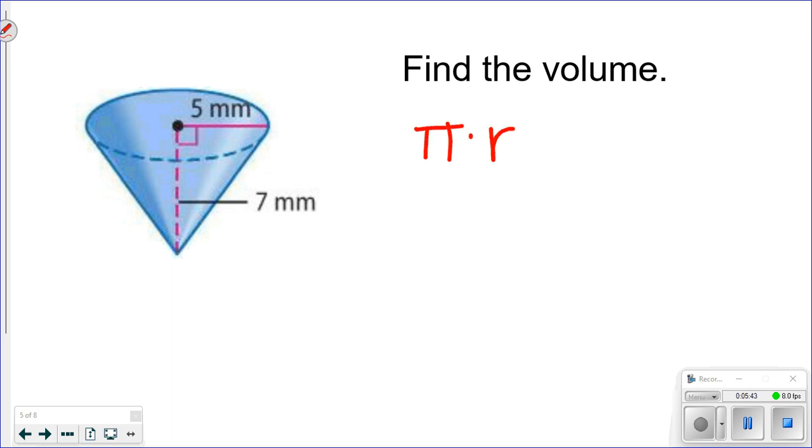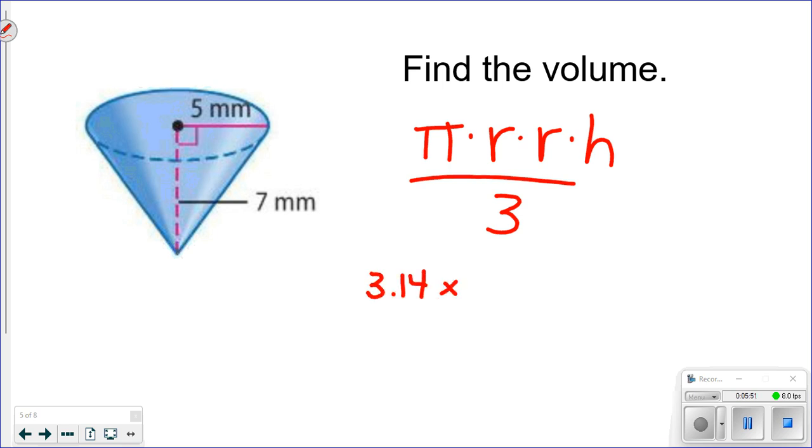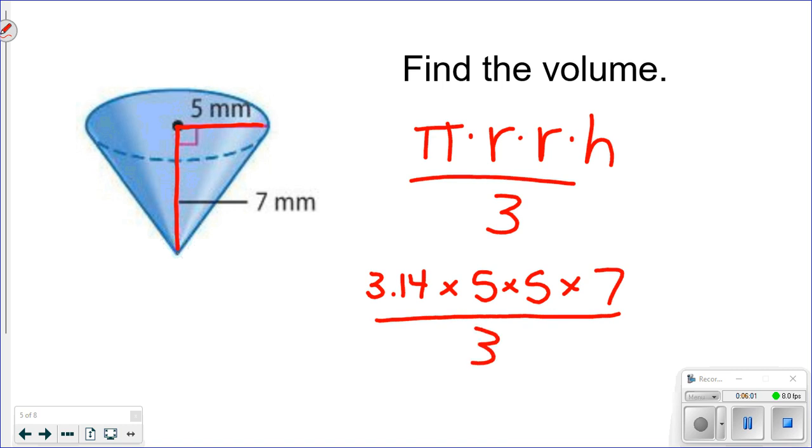So the first thing I'm going to do is write that out. Pi times radius times height, all divided by 3, so I know exactly what needs to go where. So pi is 3.14 times my radius. If I look over here, my radius is 5 times 5 times the height of that whole thing, meaning how tall, times 7, all divided by 3. So I'm going to go ahead and do my top row in my calculator, 3.14 times 5 times 5 times 7, and I'm going to enter that, and I'm going to divide that by 3, and I have 183, and I'm going to round to the nearest tenth, 183.2 millimeters cubed.